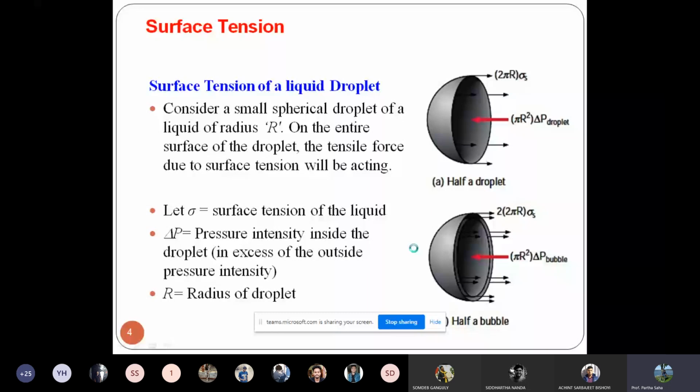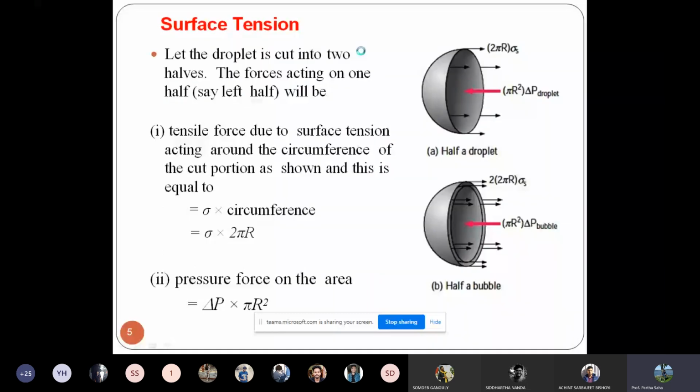And this next one is for a soap bubble. Now for the soap bubble there are two surfaces because one is the inside, another outside. So there will be two surface tension forces acting parallelly, one at the outside, another at the inside. Let's see how the expression has been developed. So let the droplet be cut into two halves. Here I am showing the hemispherical cap, or the spherical cap, the one side of the droplet. So here one tensile force develops the surface tension.